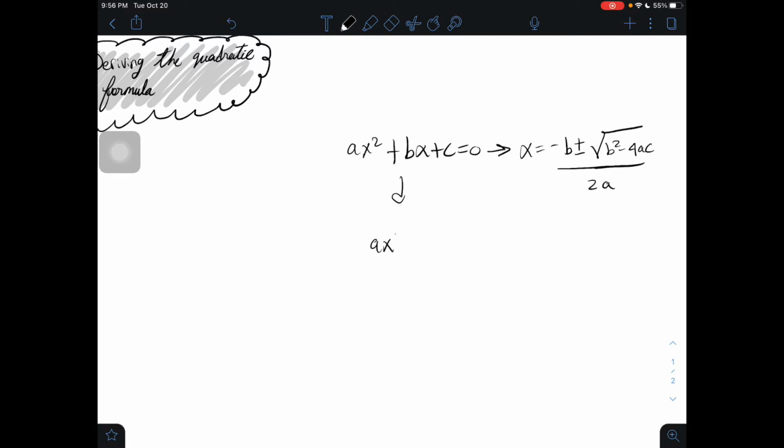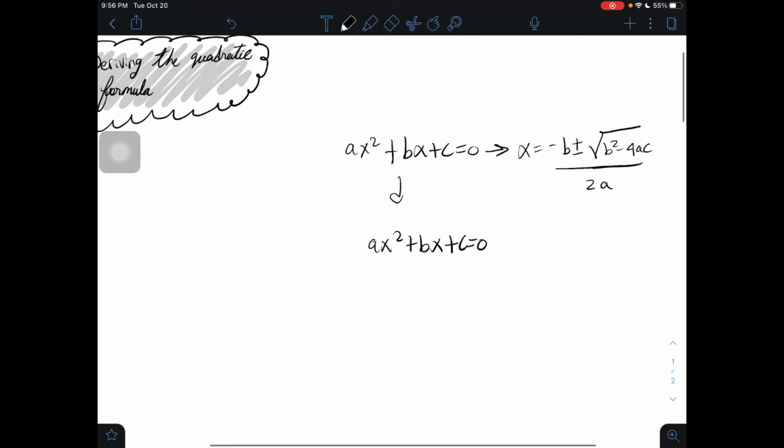So to begin, we're going to rewrite this down here as ax squared plus bx plus c equals 0. We're going to divide both sides by a. So we have ax squared divided by a, bx divided by a, c divided by a, and 0 divided by a. 0 divided by a is just 0, so we shouldn't really worry about it. So this would become x squared plus bx over a plus c over a.